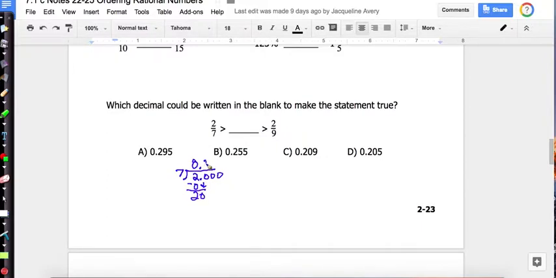7 goes into 20 2 times. 2 times 7 is 14. 20 minus 14 is 6. Bring down another 0. 7 goes into 60 8 times. 8 times 7 is 56. 60 minus 56 is 4. Bring down another 0, and 7 goes into 40 5 times. So now I have enough. I have 3 places after the decimal. So we can say that this is 285 thousandths.